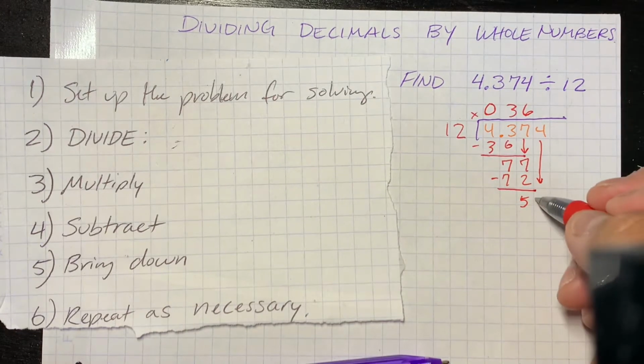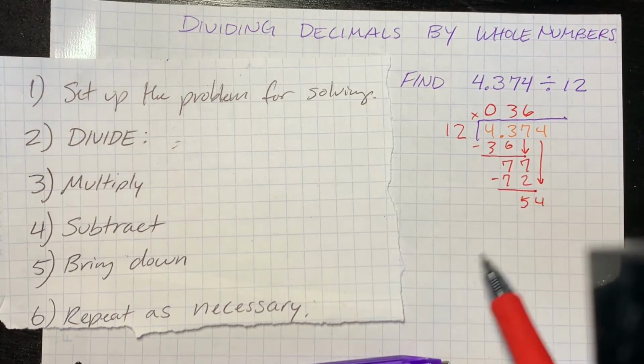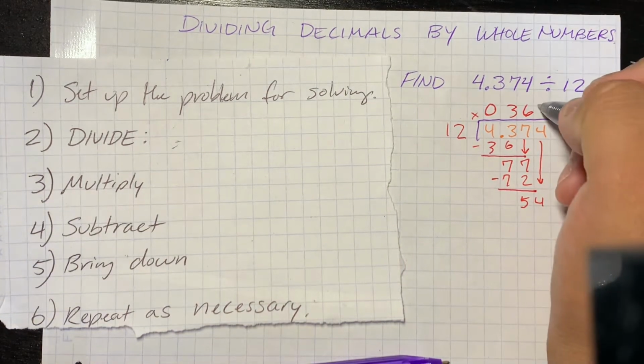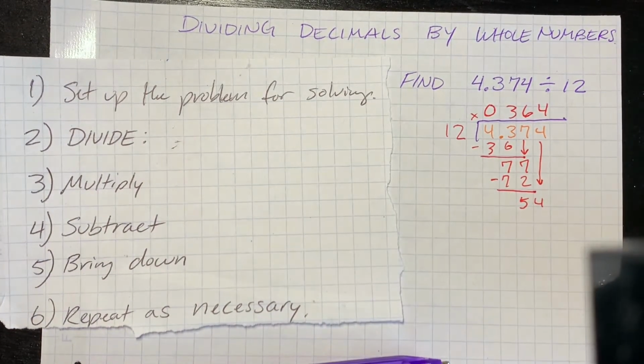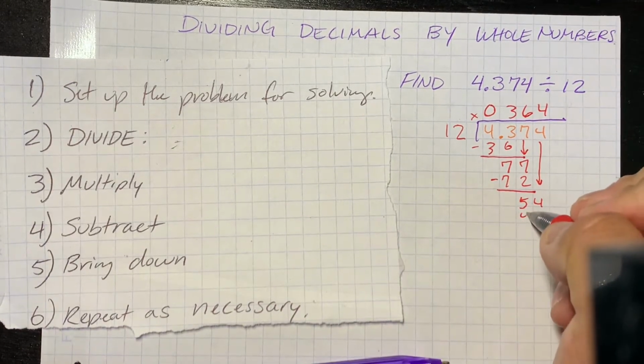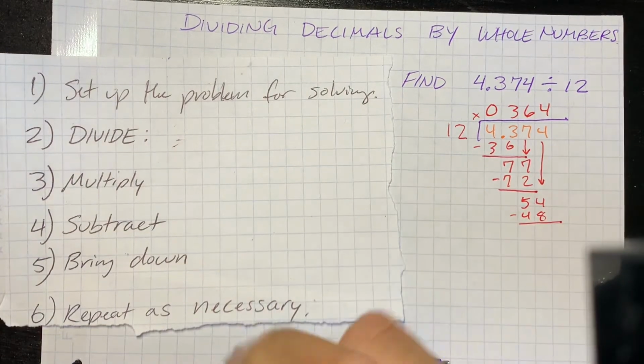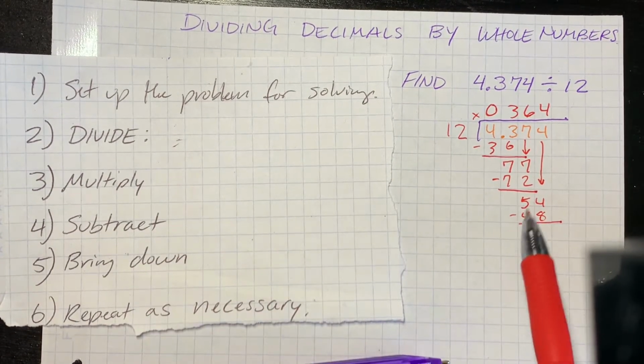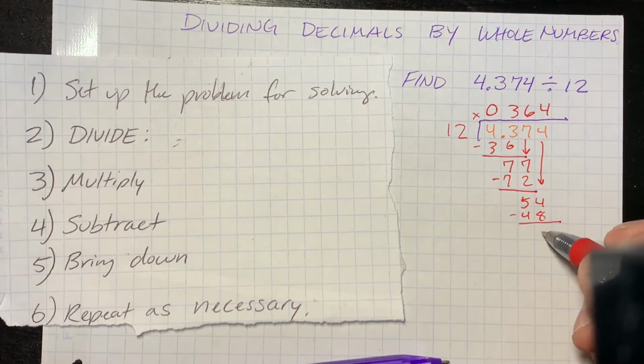So let's go ahead and do this now. Now, 12 can fit into 54, let's see here, about 4 times. Doing some mental math here. Now 12 times 4 is going to be 48. Okay, so we divided, we multiplied, now we're going to subtract. Now 54 take away 48 is going to be 6.